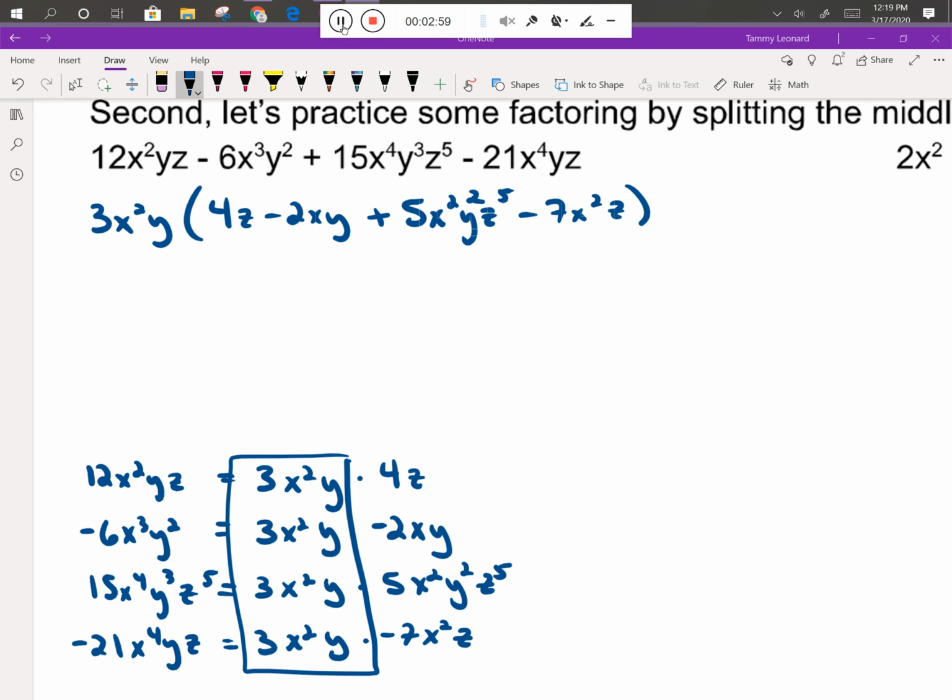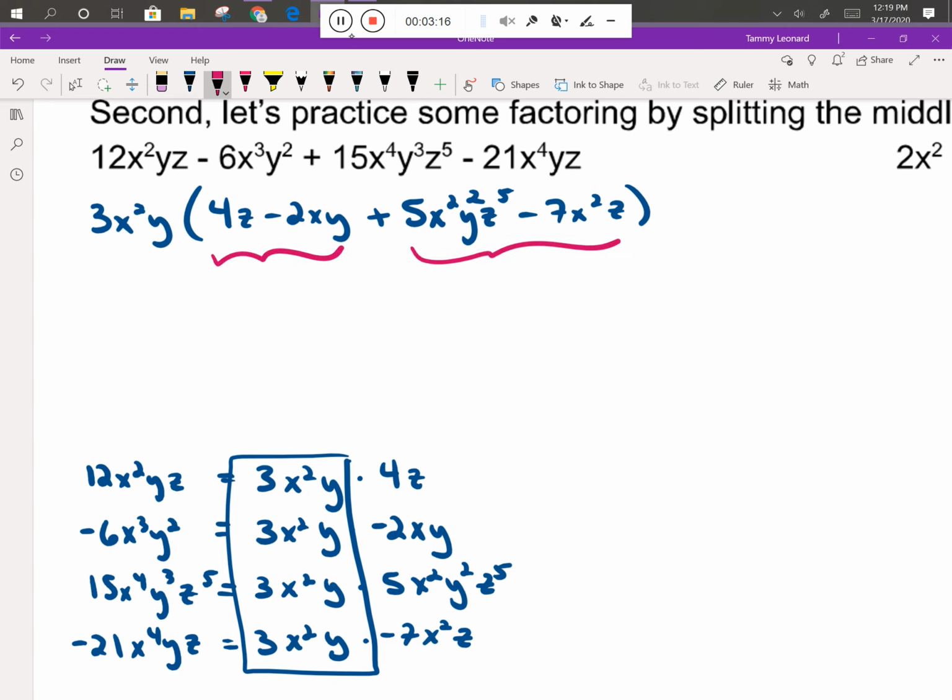Okay, I didn't actually finish this problem all the way. I just got to the point where I factored out the GCF. When we have 4 terms like this, we should check and see if we can factor any further, like looking at that binomial and that binomial.